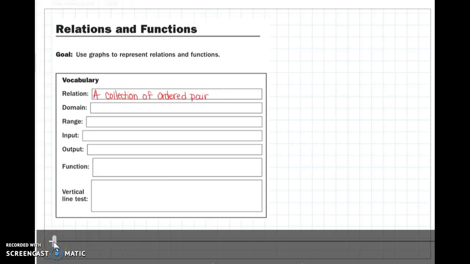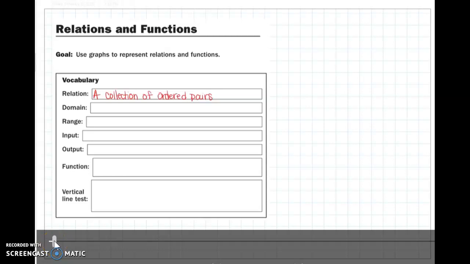And a relation is just a collection of ordered pairs. It's a list of ordered pairs. You may get them from a table. You might take them from a graph. You can get them from wherever you're given the ordered pairs, but it's just a list of ordered pairs, and you write them like ordered pairs.